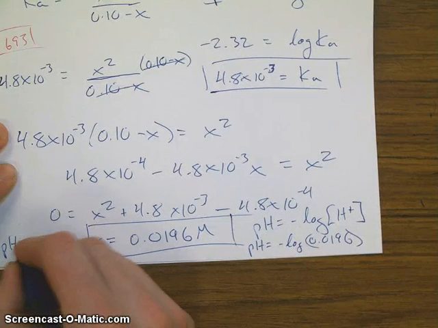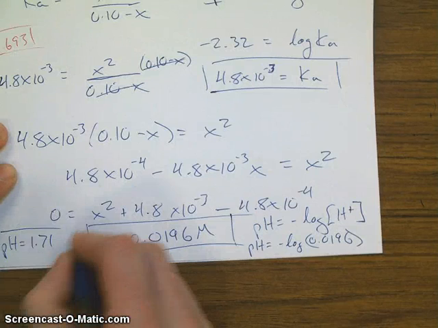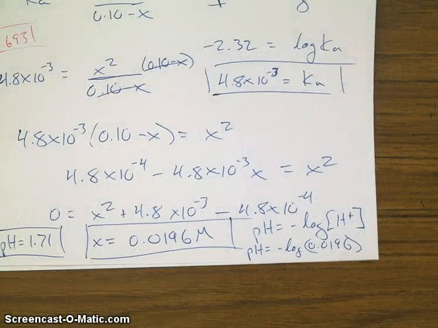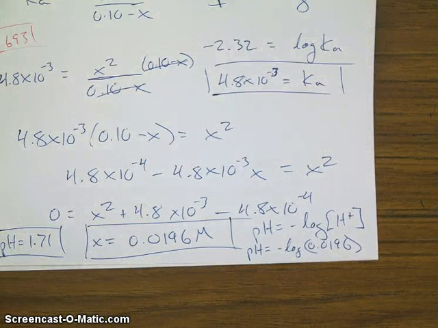pH equals 1.71. Quite a long problem, a lot of steps. What's important is to understand the concepts behind why we did all the steps. If you have any additional questions, let me know.